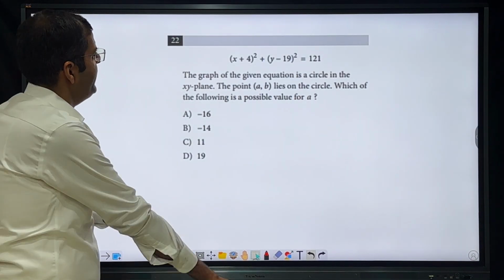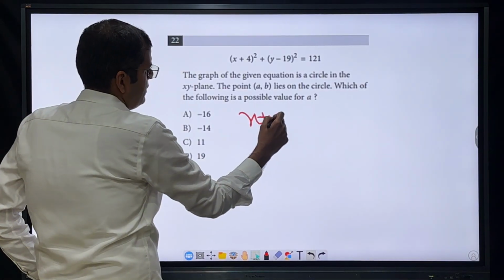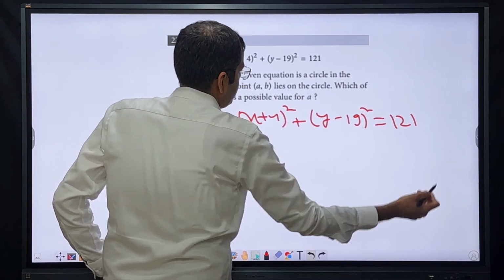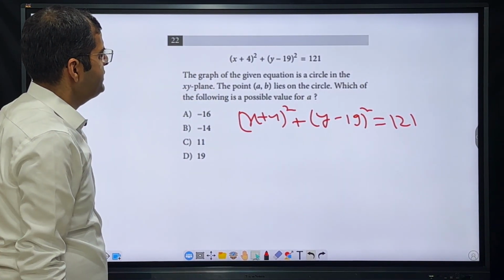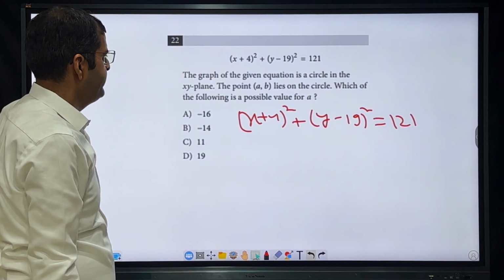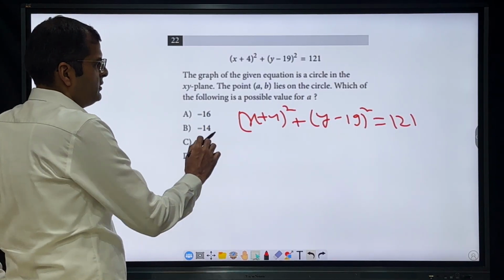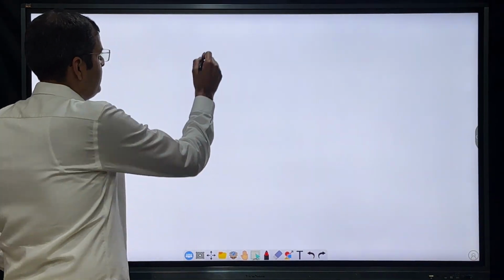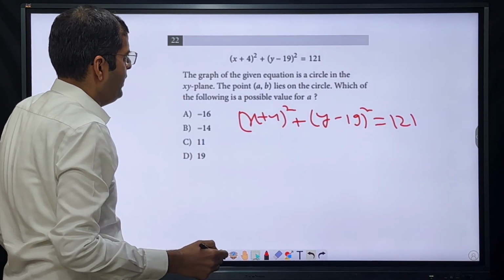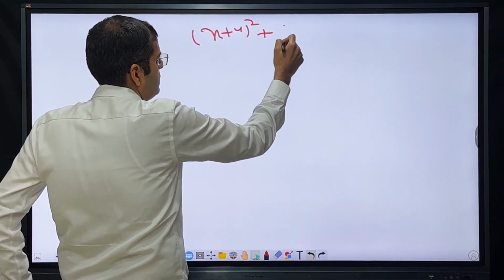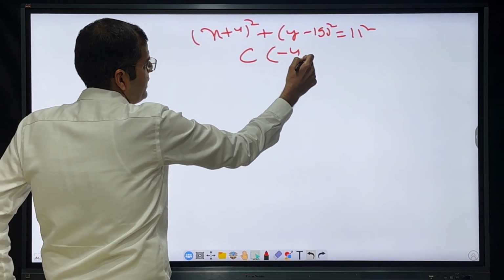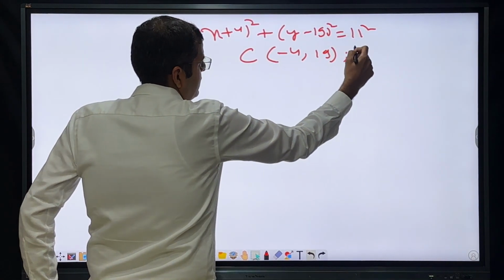Now the next question says x plus 4 whole square plus y minus 19 whole square is equal to 121. The graph of the given equation is a circle in the xy plane. The point a comma b lies on the circle. Which of the following is a possible value of a? So first of all, what this means is, I'm going to write it here, x plus 4 whole square plus y minus 19 whole square equal to 11 square. That means this is a circle with center minus 4 comma 19 and radius is 11.